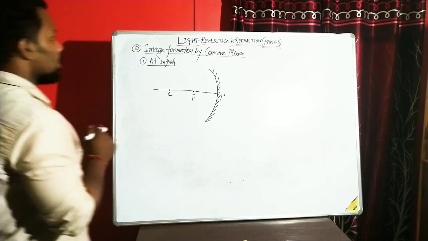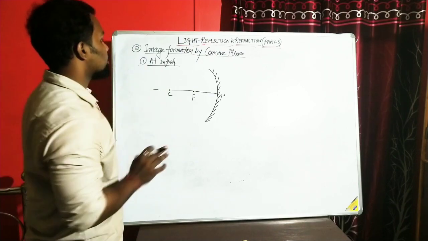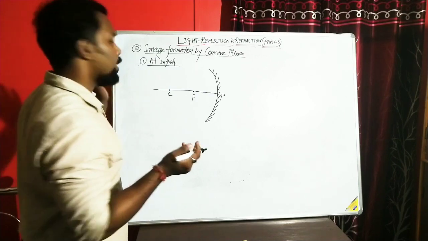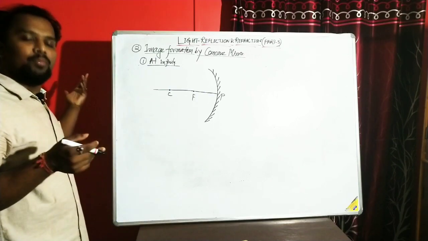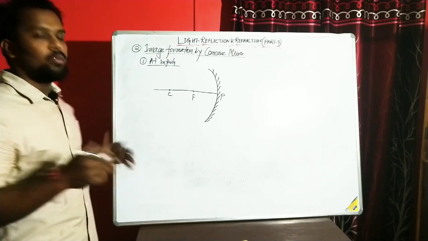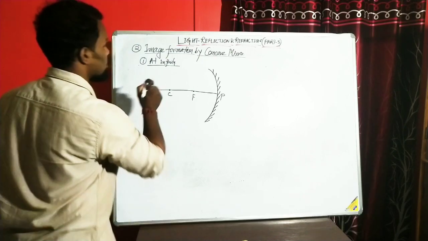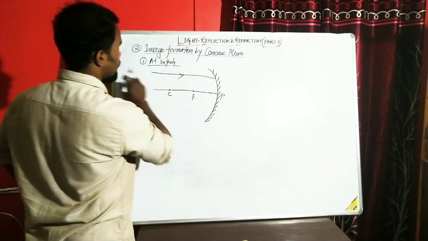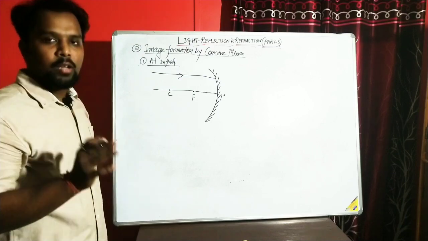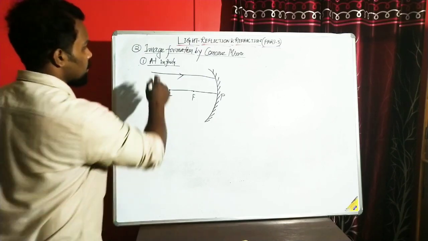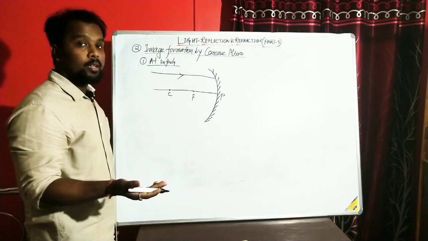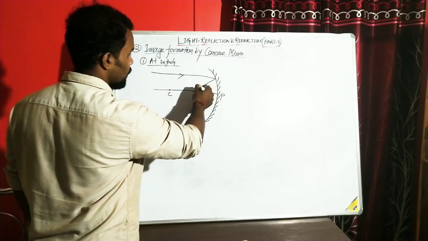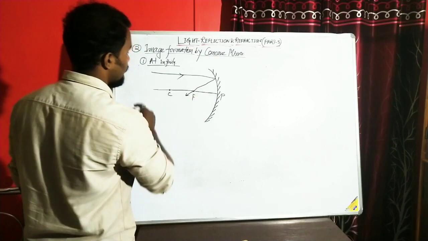That means we now have one position where the object is at infinity. It means we don't know where it will be. At a certain point at infinity, it will be at an infinite distance where you can't observe. That's why we will consider the incoming ray like this. It means that ray is coming from some object which is at infinity. This is one parallel ray. What is the property of the concave mirror? It will always converge to the focus.